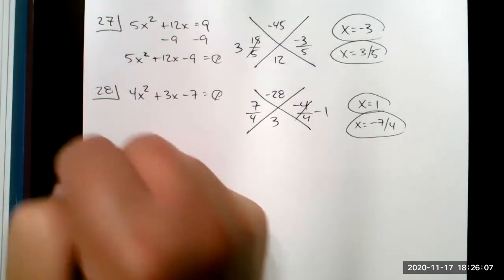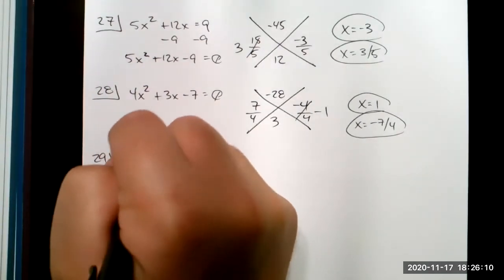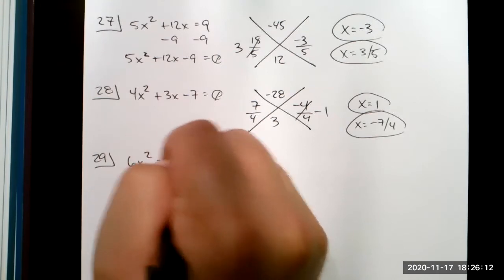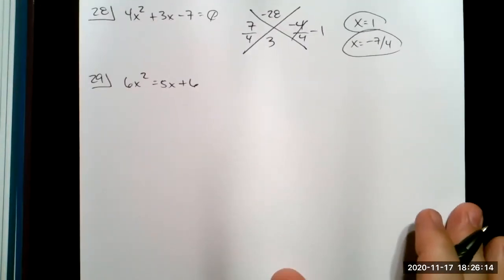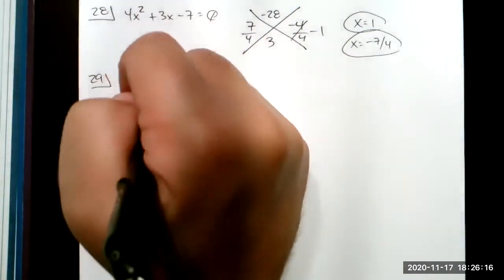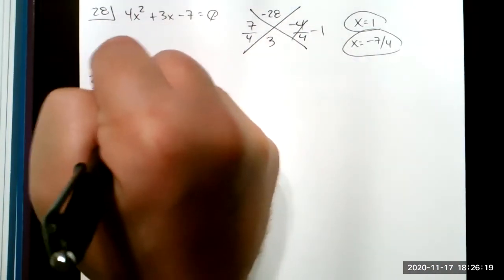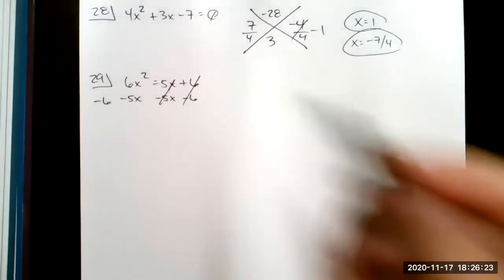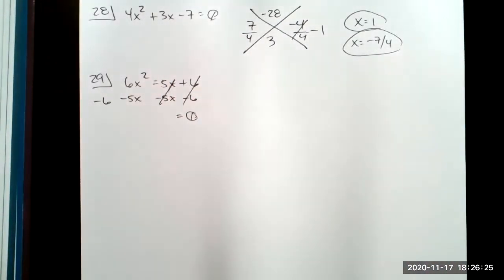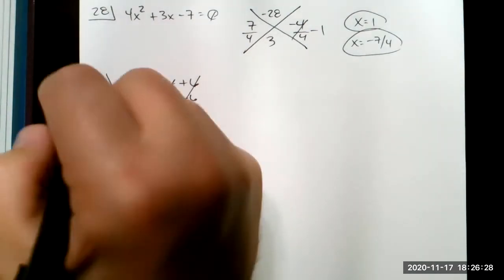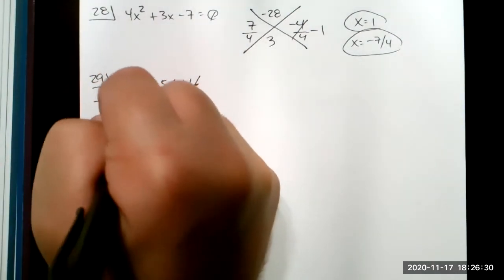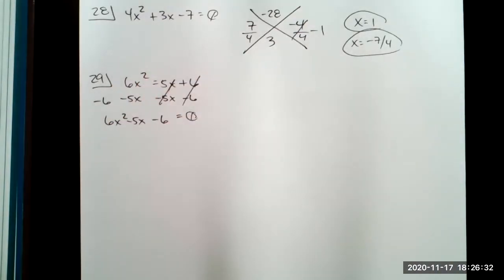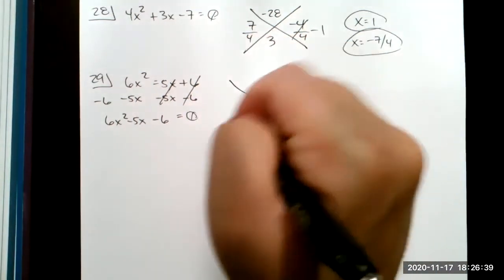29. 6x squared equals 5x plus 6. It's not equal to 0. So I'm going to go ahead and subtract 5x from both sides and subtract 6 from both sides. That way the right side of my equation is equal to 0. And on the left, I've got 6x squared minus 5x minus 6. So it's in standard form. There is no GCF, so I'm ready for my cross.